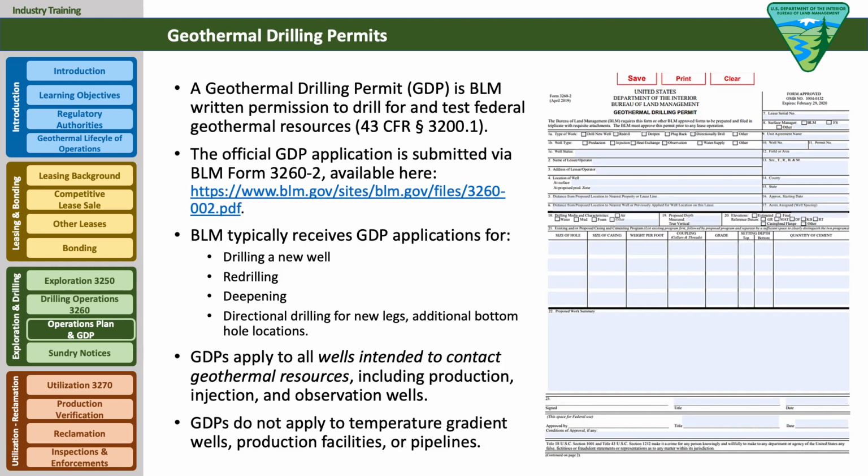A GDP is BLM written permission to drill for and test federal geothermal resources. The official GDP application is submitted via BLM Form 3260-2 and is available online. BLM typically receives GDP applications for the following types of work: drilling a new well for exploration or production, re-drilling, deepening, and directional drilling for new legs and additional bottom hole locations. GDPs apply to production, injection, and observation wells. GDPs do not apply to temperature gradient wells, production facilities, or pipelines.